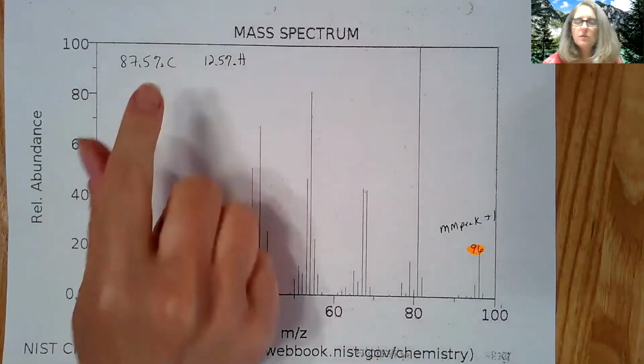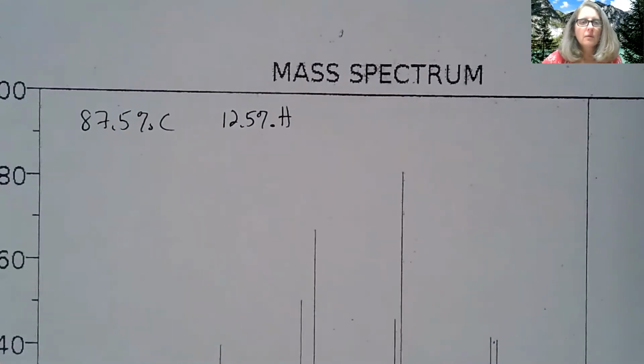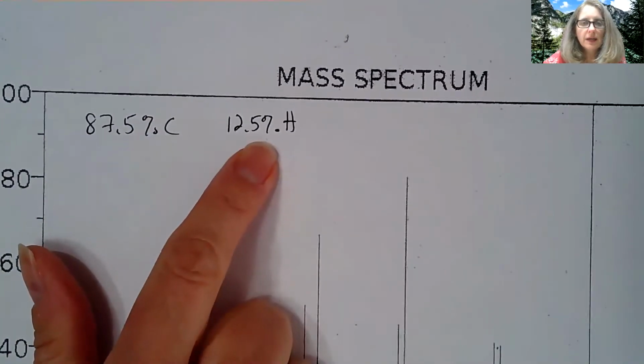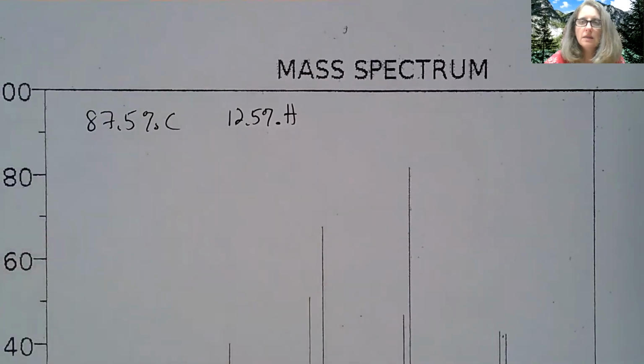So if you would please write down, I will make this a little bigger now that we have that peak, 87.5% carbon and 12.5% hydrogen. These mass spectrophotometers give us these percentages. What I'm going to show you is how to do an empirical formula calculation that we've done before, the more traditional way, and then I'll show you a different way of approaching it.